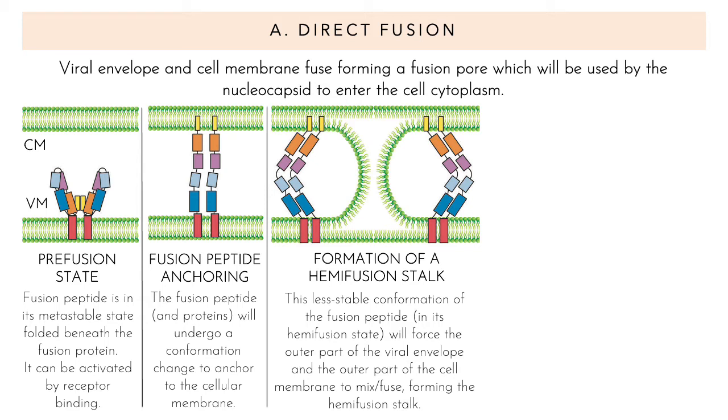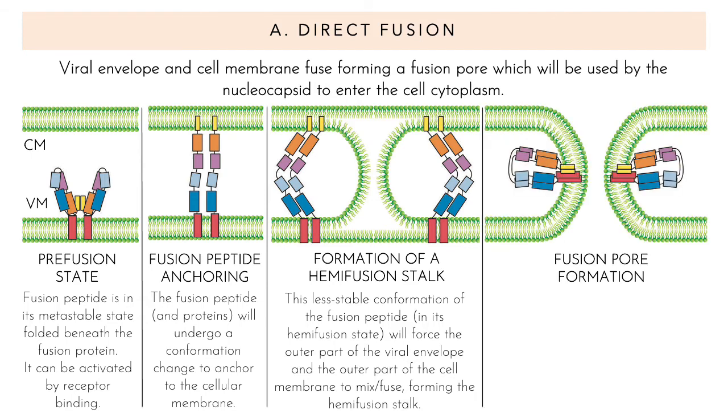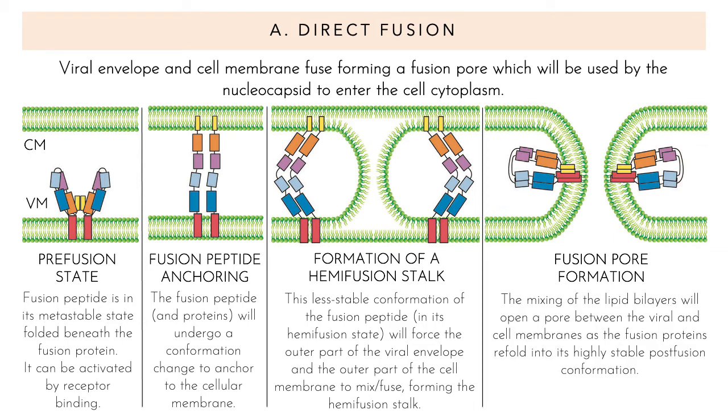The less stable conformation of the fusion peptide, when it unfolds, it would want to fold again. So what it will do is it will force the membranes, the outer part of the cell membrane and the outer part of the viral membrane, to mix and fuse to form the hemifusion stalk. This fusion peptide is so strong that it wants to fold. It will bring the cell membranes to fold with it. And once it is folded completely, this will form the fusion pore wherein a virus could enter through.